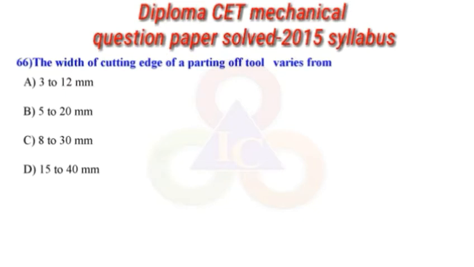66. The width of cutting edge of a parting off tool varies from A. 3 to 12 millimeters. B. 5 to 20 millimeters. C. 8 to 30 millimeters. D. 15 to 40 millimeters. Answer is 3 to 12 millimeters.